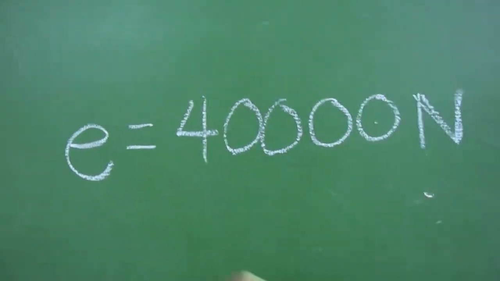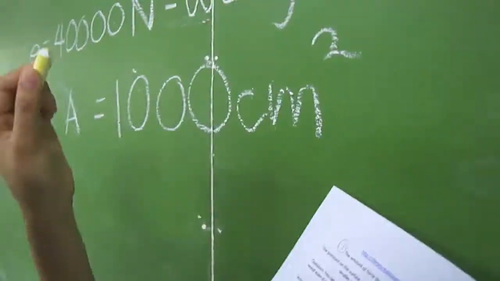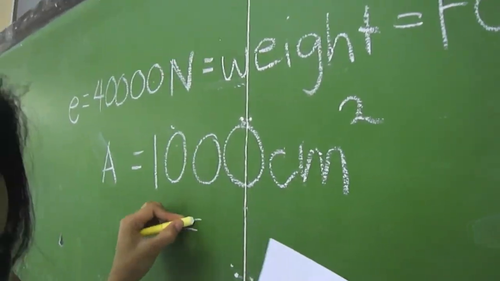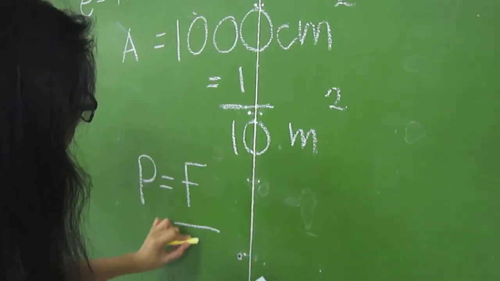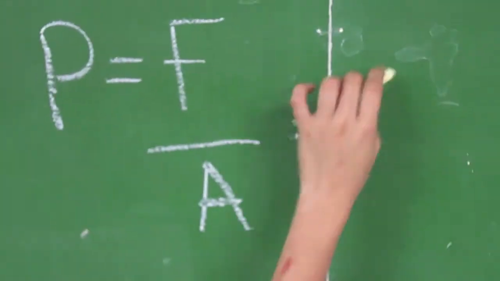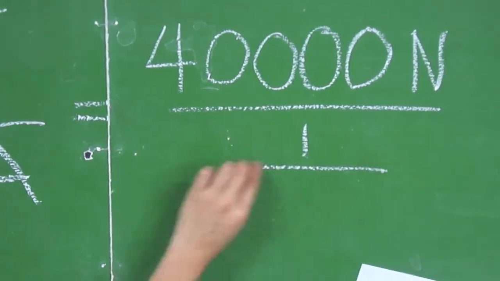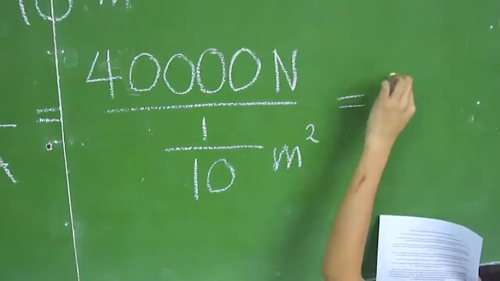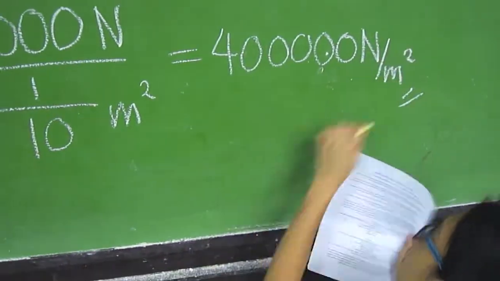So, the question is, an elephant weighing 40,000 newtons stands on the ground with an area of 1,000 centimeters squared, which we then convert to 1/10 meters squared. Now, what pressure is exerted on the ground? So, we'll do our formula force over area, which we input to 40,000 newtons over 1/10 meters squared, which will give us the answer of 400,000 meters.